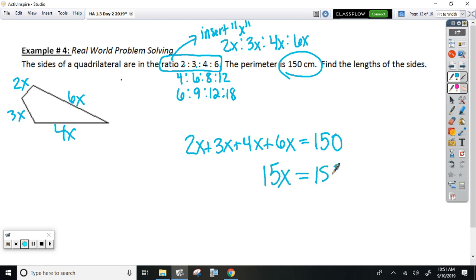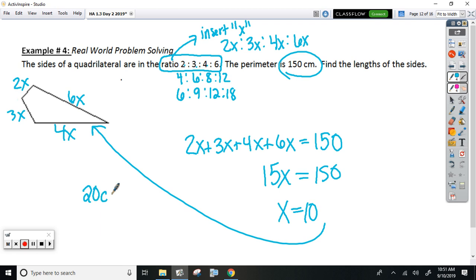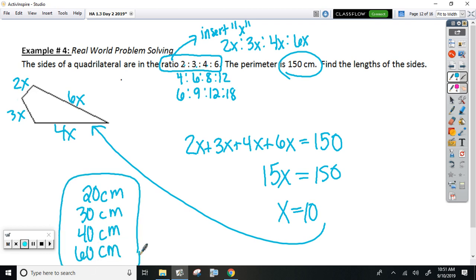So x is 10. I can't tell you how many of you will circle that and move on to your next problem because you're a rusher. You're somebody who rushes through. Read the problem when you're done before you answer the question. It says, find the lengths of the sides. So you need to take the 10, and you've got to plug it back in. So the sides are 20 centimeters, 30 centimeters, 40 centimeters, and 60 centimeters. Units.